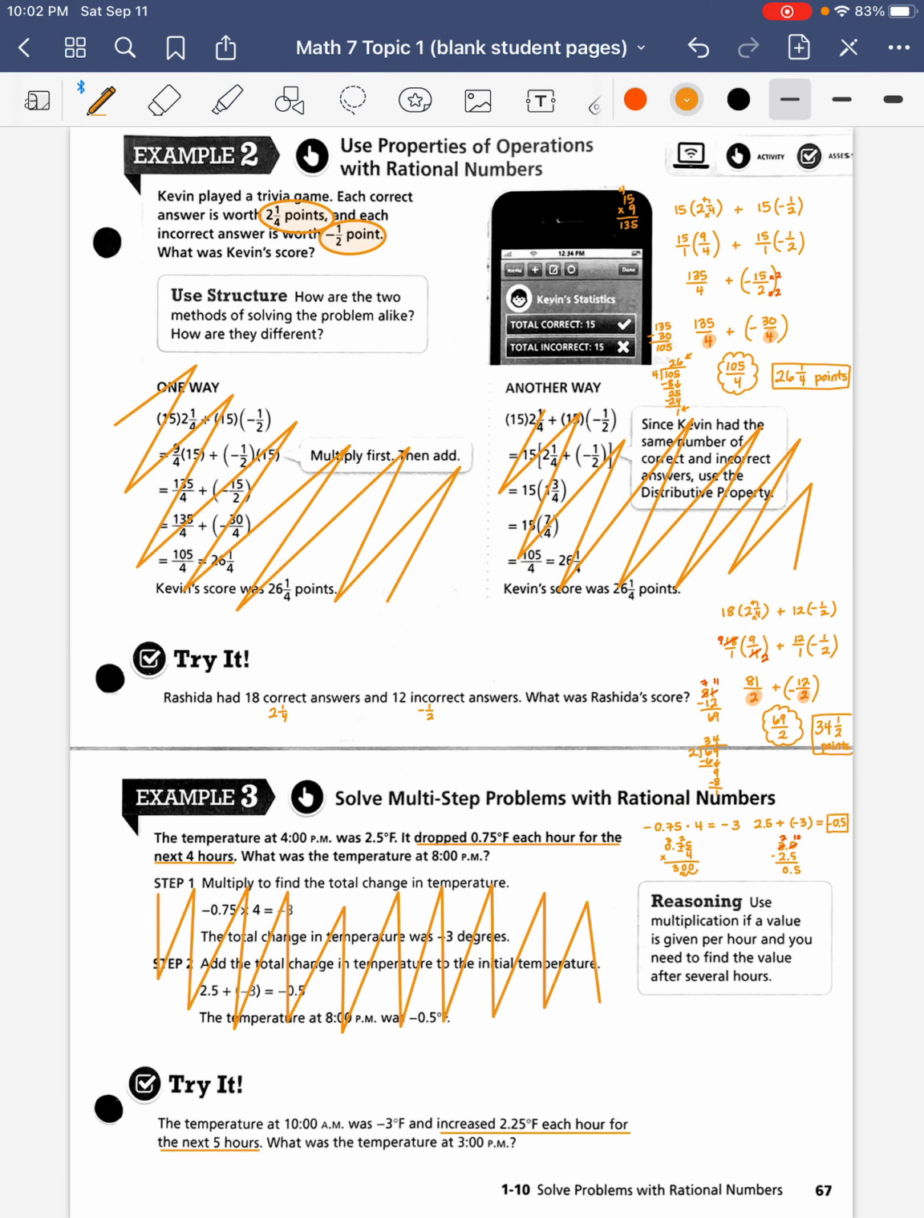Let's see if we can try it down here. The temperature at 10 a.m. was negative 3 degrees Fahrenheit and increased 2.25 degrees Fahrenheit each hour for the next 5 hours. What was the temperature at 3 p.m.? Okay, so 2 pieces here. Let's first figure out our total change in temperature.